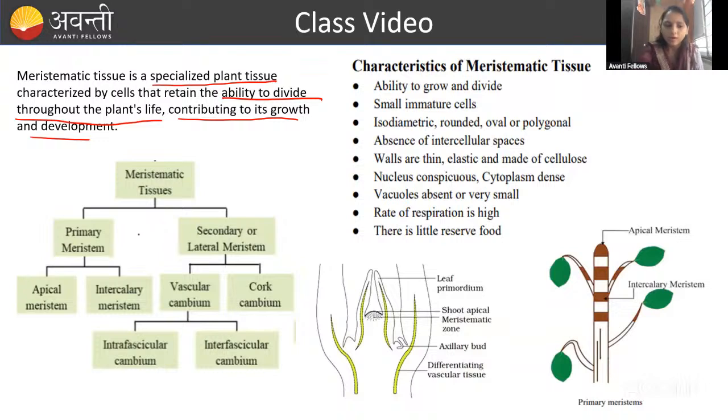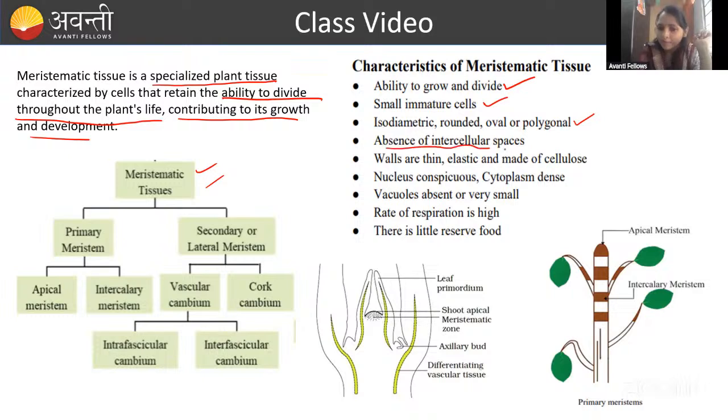Let us talk about the primary meristematic tissue characteristics. These have the ability to grow and divide. These characteristics are important, guys. In so many MCQs they have asked these questions. They are small and immature cells. They are not matured, okay? And isodiametric, round, oval, and polygonal in shape.